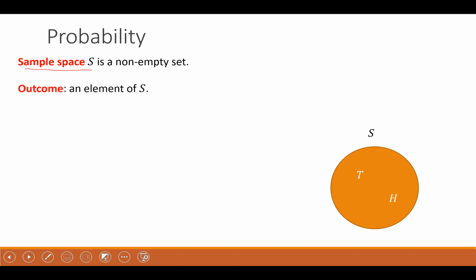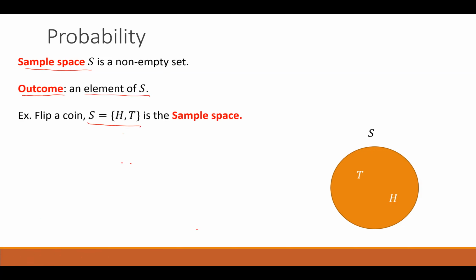So S is a non-empty set, and we say an outcome is an element of S. In this particular case, S is the sample space consisting of all possible ways we can flip a coin a single time, right? So it can come out heads or come out tails. This is a very small sample space, and tails would be one outcome, heads would be another outcome.